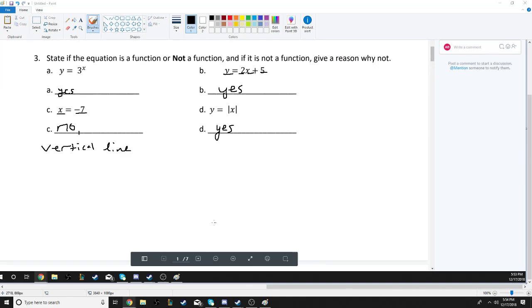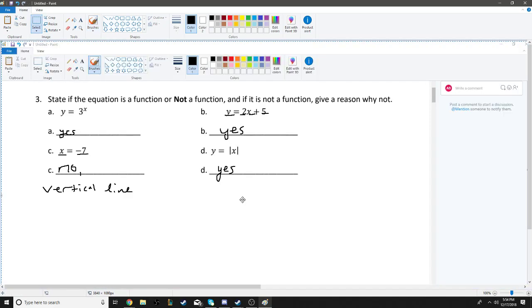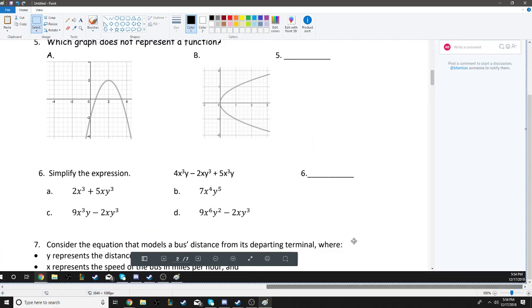Skipping number 4 because I told you guys to skip number 4. Looking at number 5, which one does not represent a function? And that would be B. Because if you were to put a vertical line down like this, or any vertical line, it would fail the vertical line test because it touches in 2 places. Okay. A is a function because it passes the vertical line test. You could put a vertical line anywhere, and it only touches in one spot. See, that only touches in one spot right there.